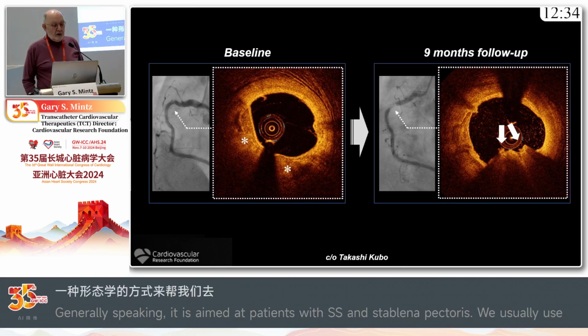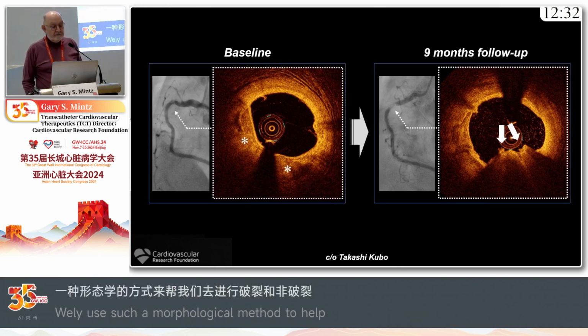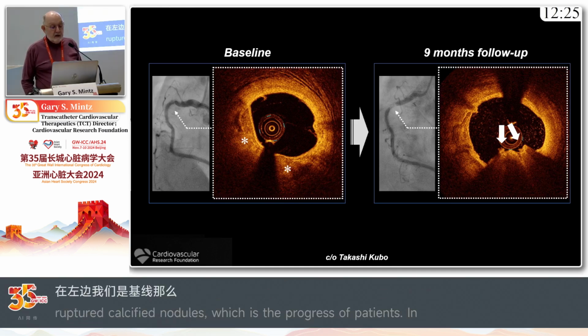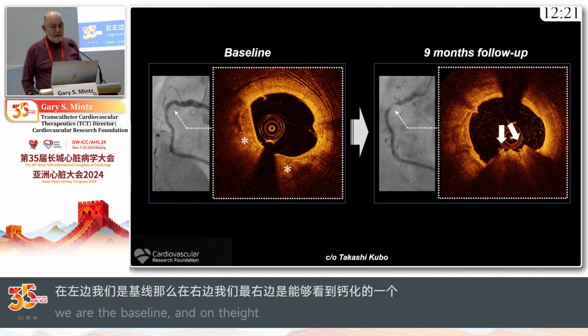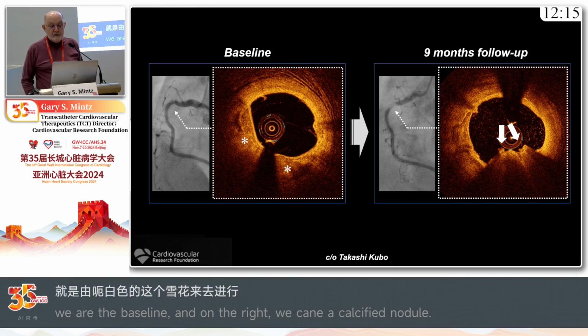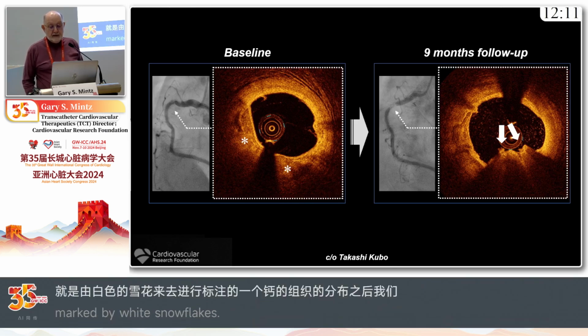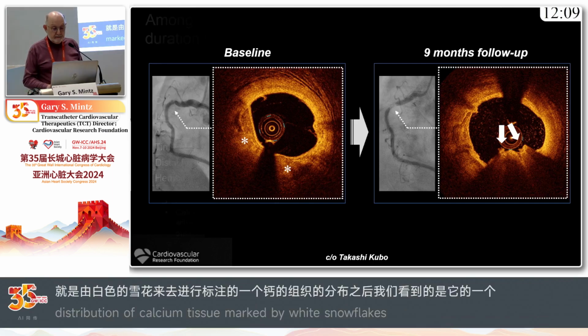This is what they look like in progression. You see on the left, at the proximal right coronary artery, which is the most common site of an eruptive calcified nodule, you see calcium shown by the little white stars. And at 9 months follow-up, there is significant angiographic progression, and you see disruption of the fibrous cap with protrusion of the calcium into the lumen.